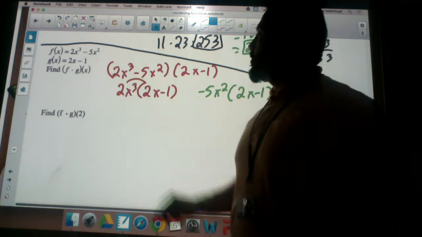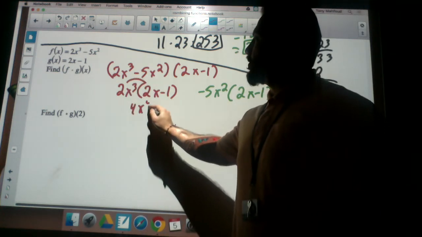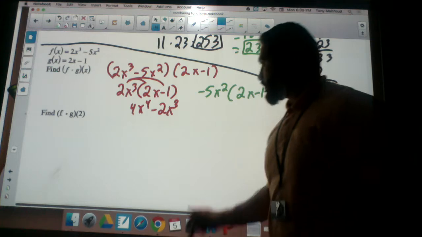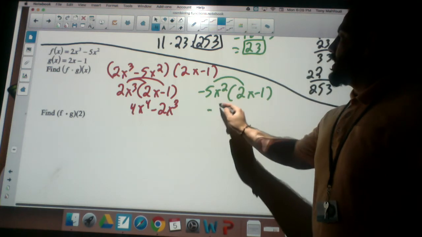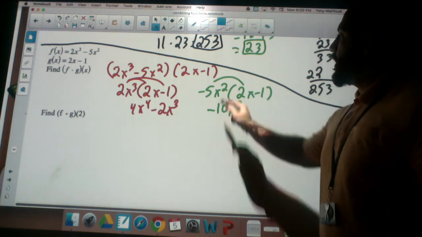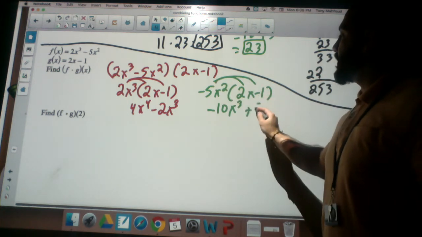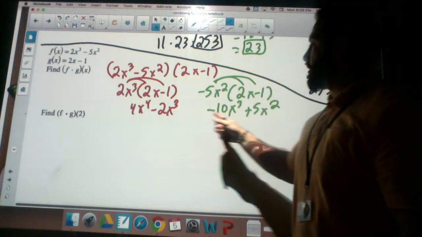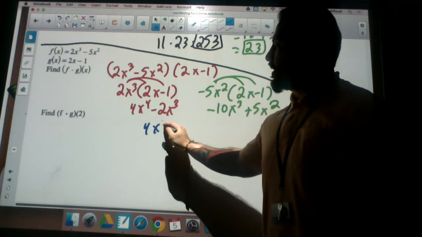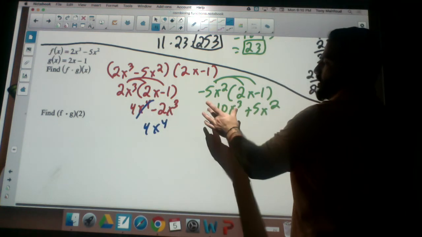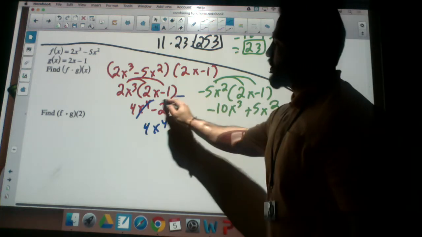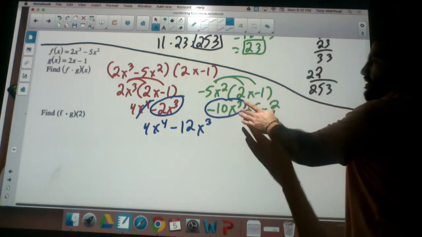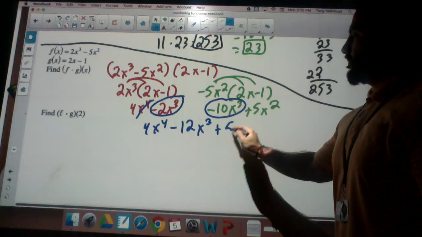So it's going to give me 2x cubed times 2x, which is 4x to the fourth. 2x cubed times negative 1, negative 2x cubed. Negative 5x squared times 2x, negative 10x to the third. Negative 5x squared times negative 1, positive 5x squared. Then I'm going to combine like terms. 4x to the fourth, there is no other fourth power here, so that's going to get dropped down by itself. Negative 2x cubed and negative 10x cubed are like terms, so those go together, and it's going to give me negative 12x cubed. And the last one is going to give me positive 5x squared by itself.